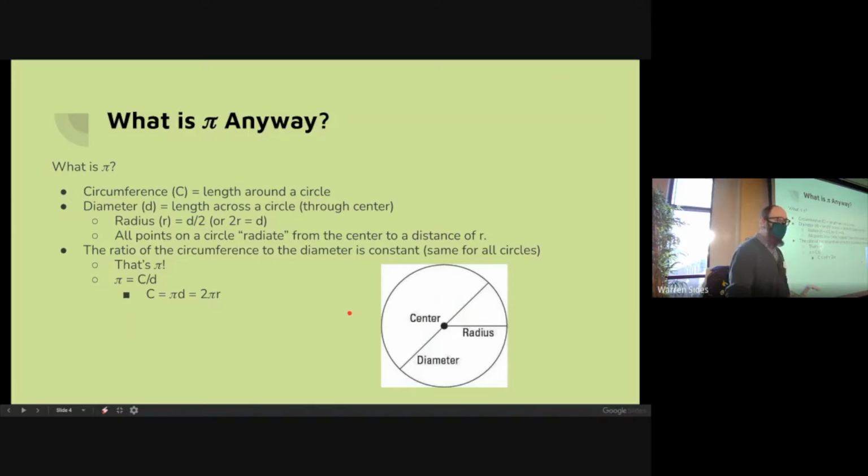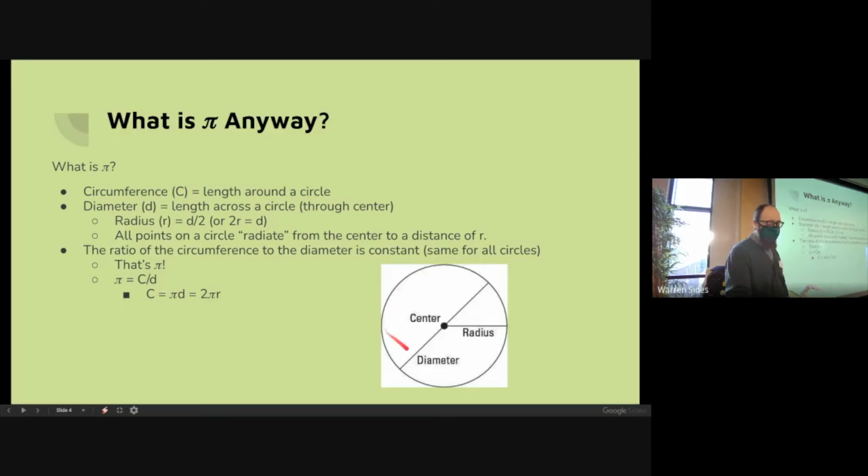And I said this to someone before, and they were amazed by it, so I'm going to write it here. All points on a circle radiate from the center, hence why they are called radii. Thank you. I'll be here all night. All right, so they radiate from the center, and the distance from the center to the point is how far they radiate. So that's the radius.